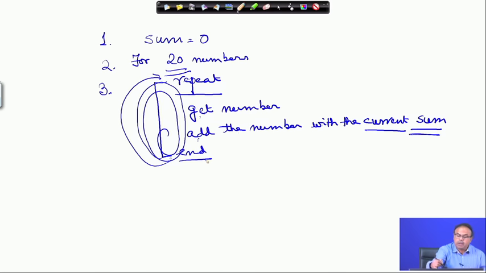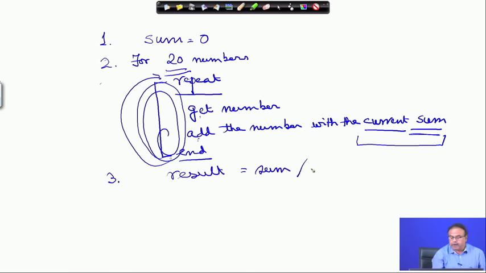I am sorry, let us make it sorry. Actually, this is the second step which I did 20 times, and after that I have got all the numbers added. So, next I come and I say result is sum divided by 20. So, that will be my result, and then I can announce the result, print the result, whatever.